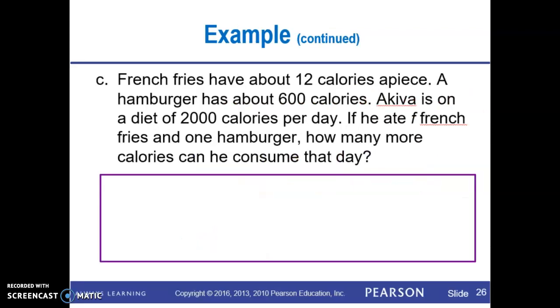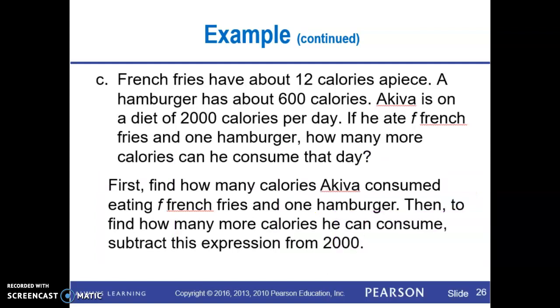Okay, let's look at this one. So I went out to a fast food restaurant with my friend Akiva, and Akiva is on a diet where he can only eat 2,000 calories per day. So French fries have about 12 calories apiece, and a hamburger has about 600. So if he ate one hamburger and F French fries, how many more calories does he have to go for the day?